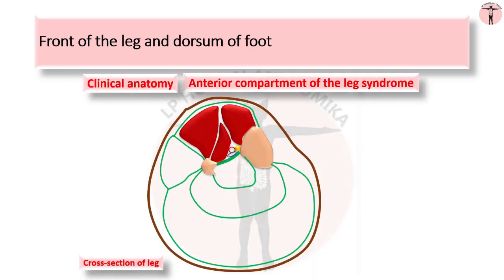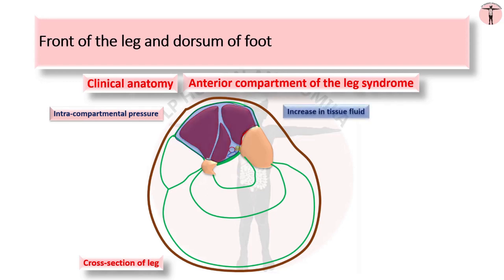The following are the clinical aspects of the anterior compartment of the leg. The anterior compartment syndrome, or the anterior compartment of the leg syndrome, is produced by an increase in the intracompartmental pressure that results from an increased production of tissue fluid. Soft tissue injury associated with bone fractures is a common cause, and early diagnosis is critical.